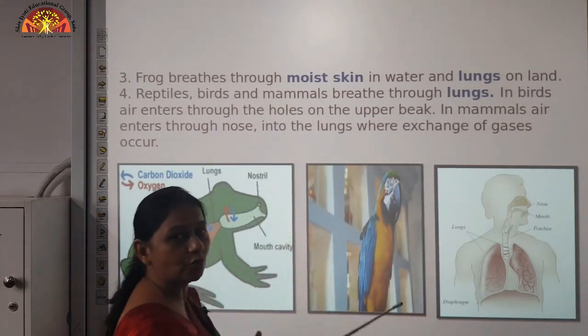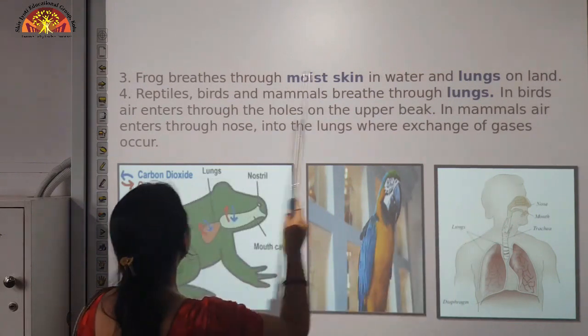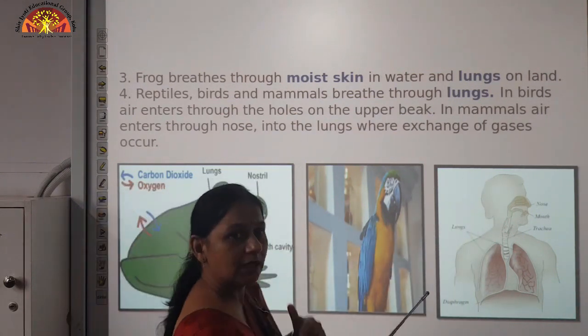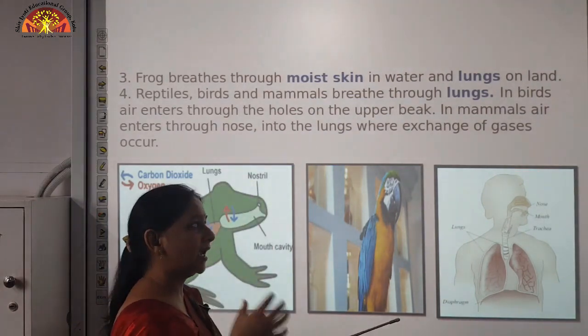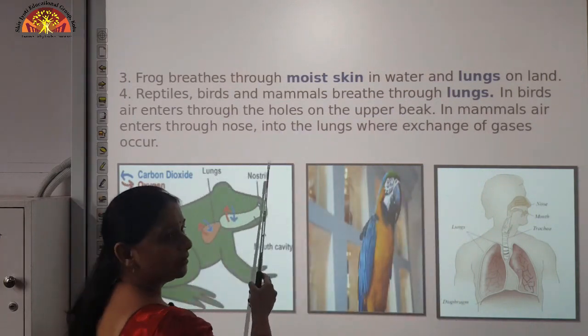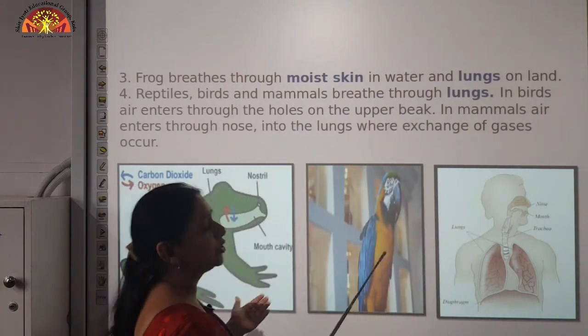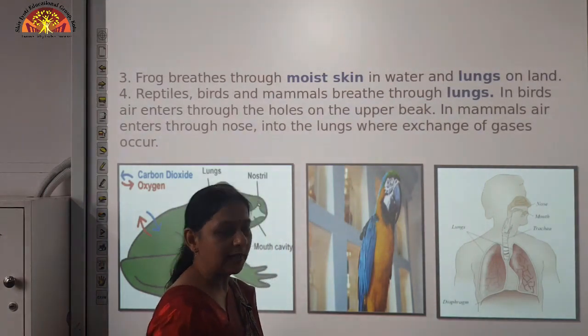Like we people, how do we breathe? We breathe through our lungs. In birds, air enters through the holes on the upper beak. The holes are present on the upper beak through which the air enters. In mammals, air enters through the nose and then into the lungs, where the exchange of gases takes place.